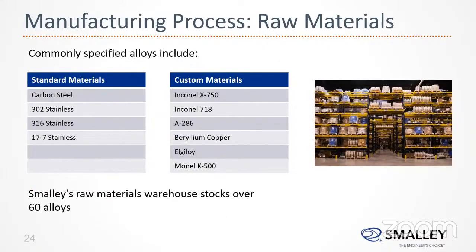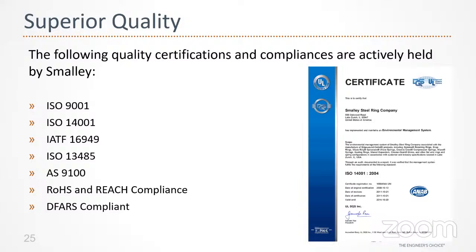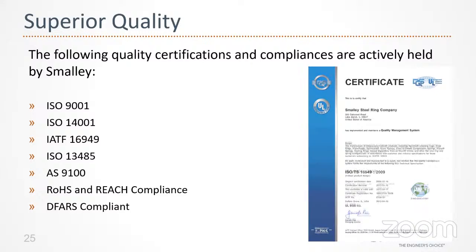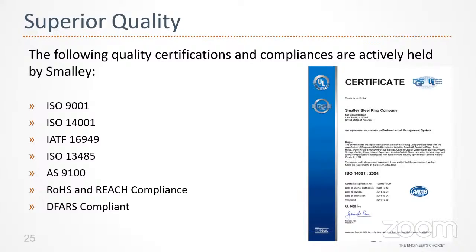For standard materials, we offer carbon steel, SS302, 316, 17-7, and custom materials: Inconel, Monel, titanium, tantalum, A286 special aerospace grade steel, Eligiloy, Monel, and 60-plus different alloys. Smalley possesses all certificates: ISO, IATF for automotive, AS9100 for aerospace, and all our products are RoHS, REACH and DFARS compliant.